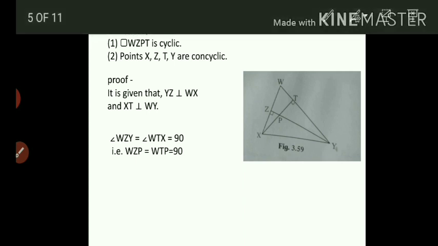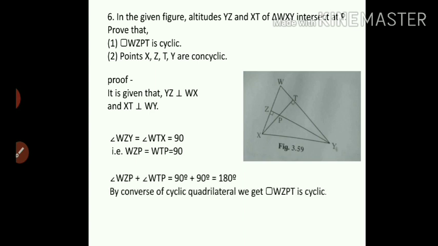So now see what we get. Angle Z plus angle T, that is angle WZP plus angle WTP, will be 90 plus 90, which is 180, and we know by the converse of the cyclic quadrilateral theorem that opposite angles are supplementary, so we can say they are cyclic. Now next part.